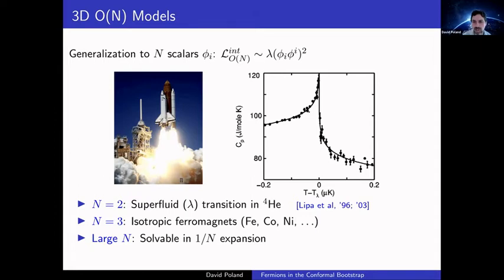Here I'm just showing some experimental data for the O(2) model taken aboard a space shuttle mission from the 90s, where they measured the heat capacity of helium-4 as you cross the superfluid transition. And from this data, you can extract fairly precise values of the critical exponents. The critical exponent alpha.